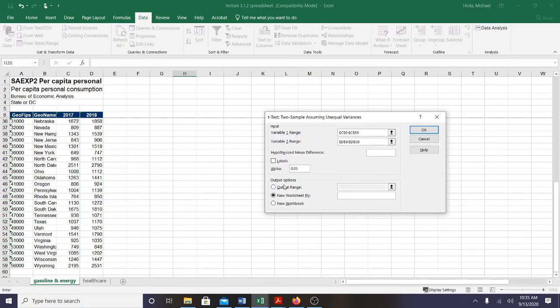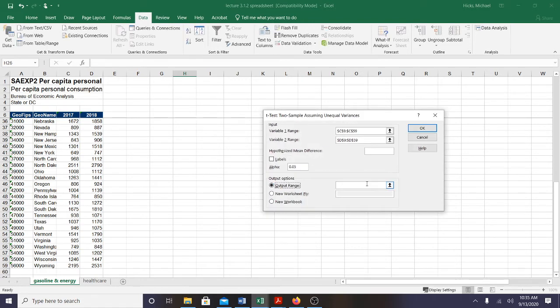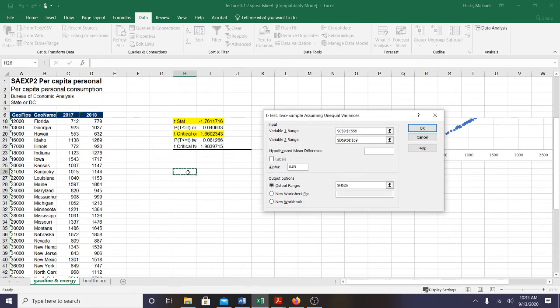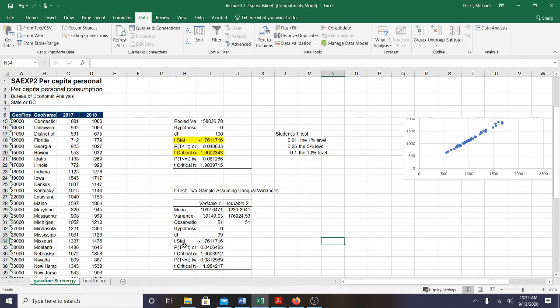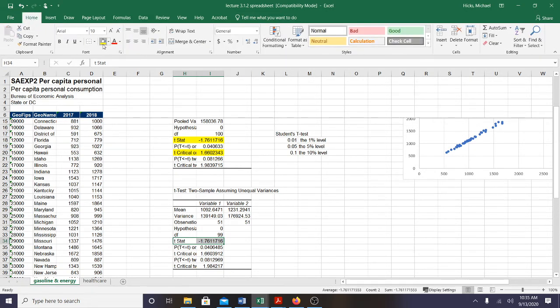We'll put the output range here proximal to the first one so we can make a visual comparison, and we'll pop that out and we'll see what happened. Okay. So in this case, the D statistic is exactly the same, and that's because the variances are probably very similar. And I'm obviously missing a step.